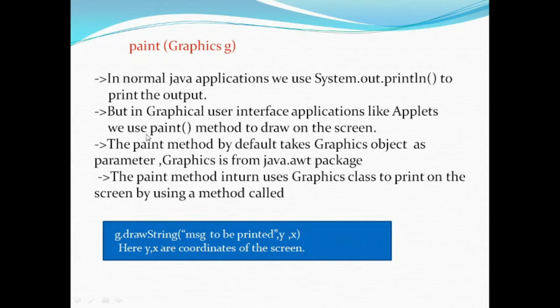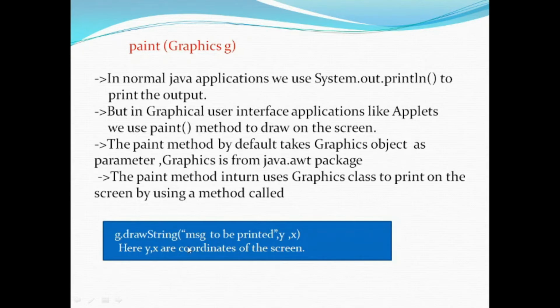And finally, we will see about the paint method. The paint method is used to display something on the applet. The paint method takes an object of type Graphics, as applets are graphical applications. The Graphics class in turn has a predefined method called drawString. This drawString takes three parameters.